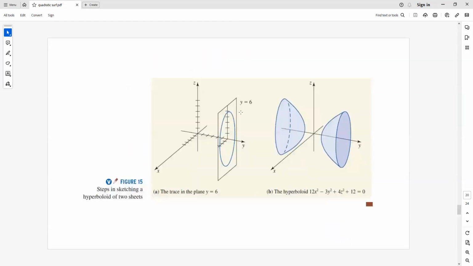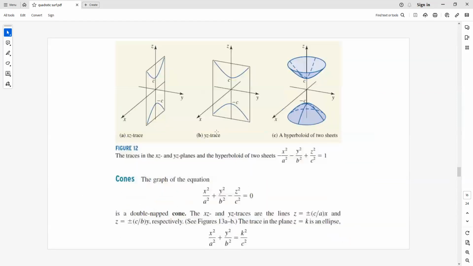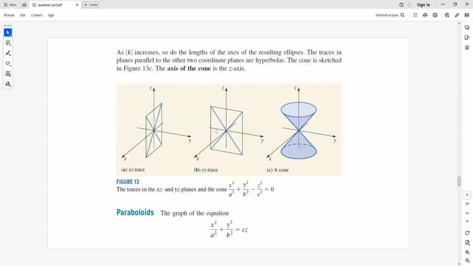So this section concludes here. In the next class we will start discussing limits and continuity and partial derivatives. So thanks for watching the lesson.